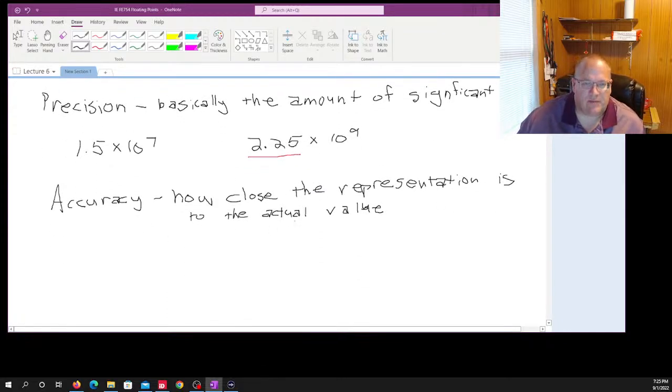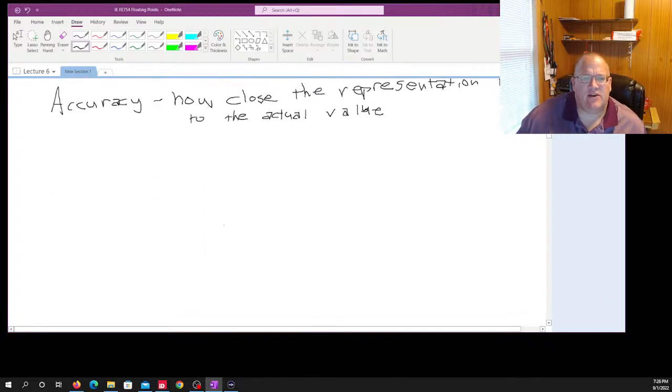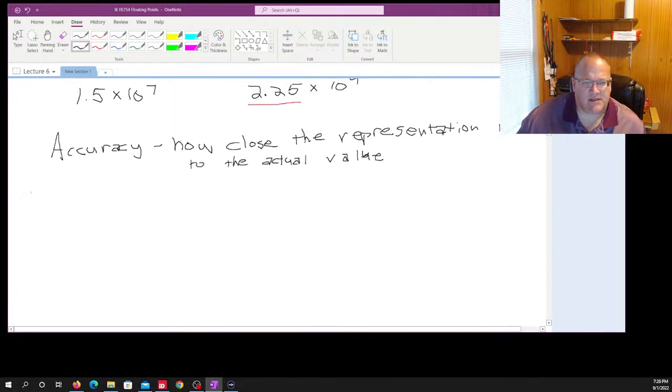So how close is the representation? If this was exactly right and we didn't have to do any rounding to get to this, this could be more accurate than this one. We don't know. We can't know which one is more accurate until we know what the actual value is that each of them is trying to represent. That's very important to think about. All right, let me give you an example, and I think this is going to make some sense here.